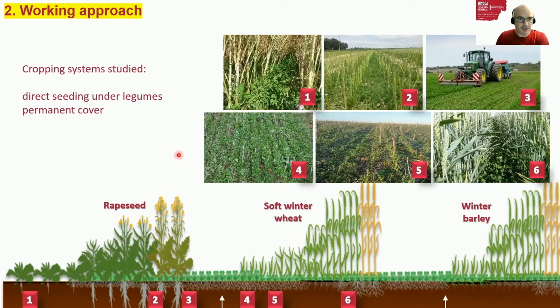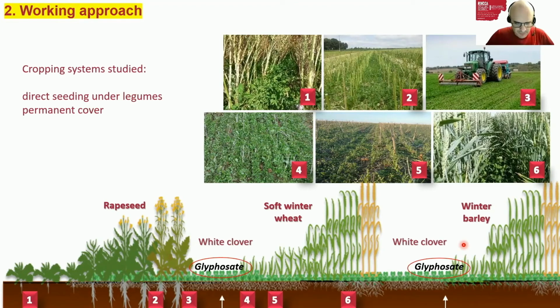Okay, our working approach. Our work focuses on cropping systems emblematic of conservation agriculture, no-till systems with direct seeding onto a permanent cover of legume. We have here a representative type of crop rotation: rapeseed, soft winter wheat, and finally winter barley. And with, of course, a permanent cover of white clover. And glyphosate is used annually for the chemical control of weeds and white clover.